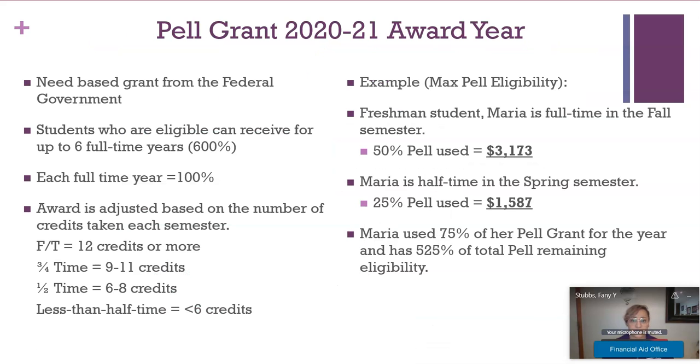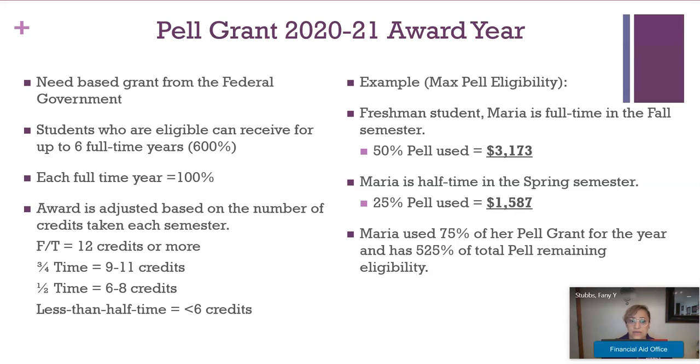Pell Grant for the 2020-2021 award year. The Pell Grant is a federal grant and it is based on need. The students could use up to 600%, which means that every time you are a full-time student, you will be using 100%. If you are not full-time, then you will be using less, but it will still be counted from your 600% eligibility. The award is adjusted based on the number of credits that you take each semester.